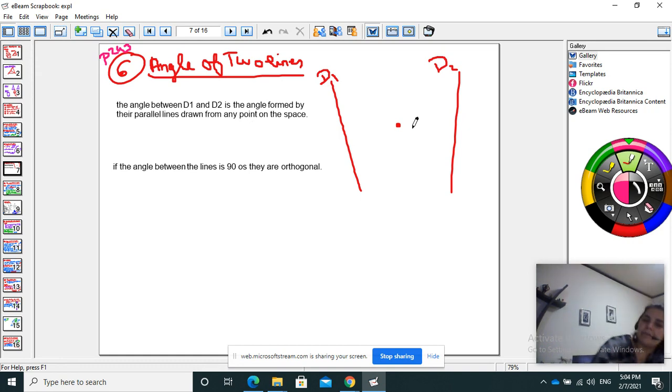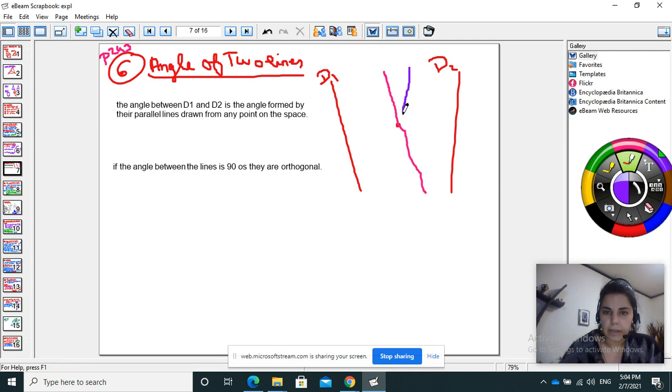So if I look here at my figure, I can choose this point in the space. If you see, I will translate it. This one will be here. If I do the parallel for the second line, it's here. They meet now here, so I can measure this angle. Now, if this angle that I measured is 90 degrees, I can say that those two lines are orthogonal.